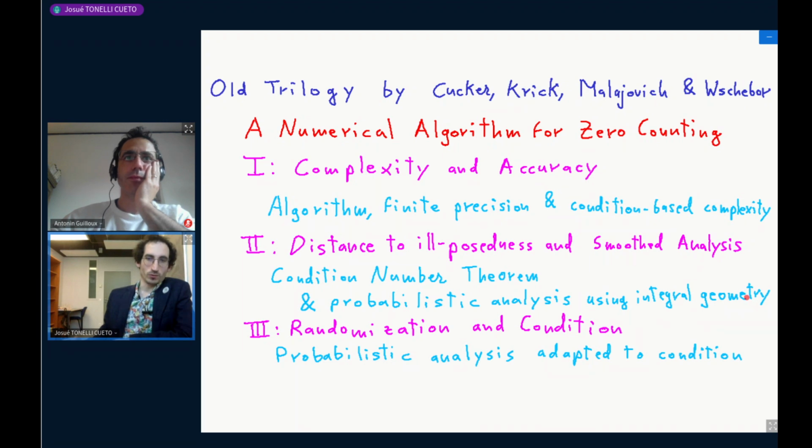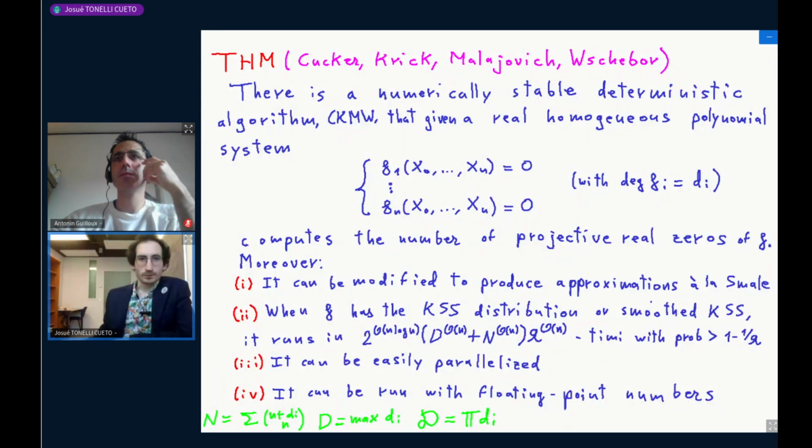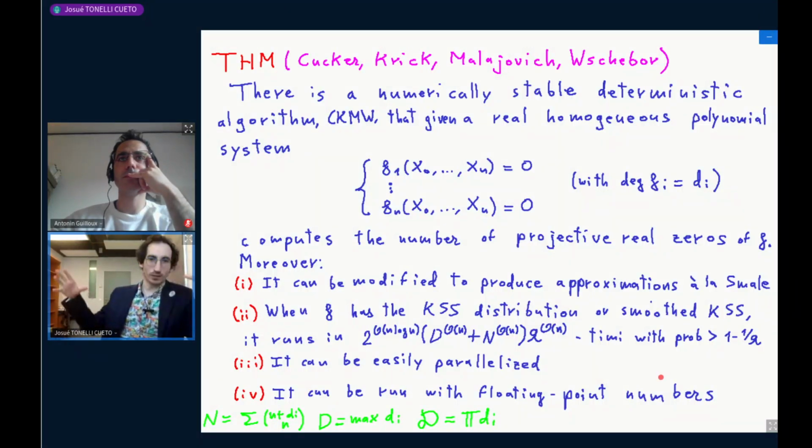So before, you use integral geometry, which means you are using a machinery that maybe doesn't give you the best constants. Later on, they use this thing which gives you more refined constants for the complexity. So this will be the briefing of the three parts together.